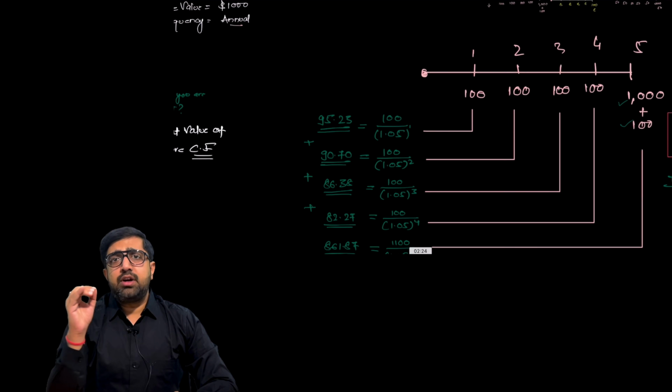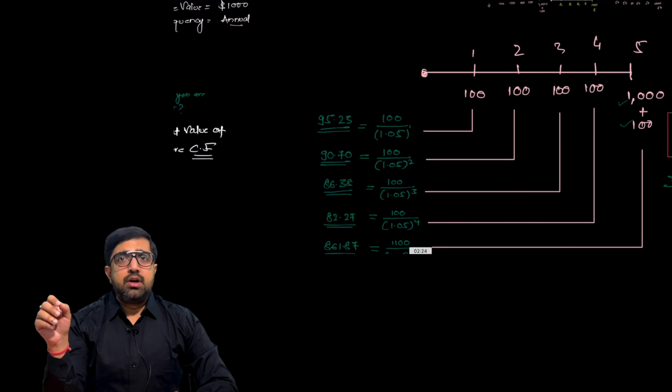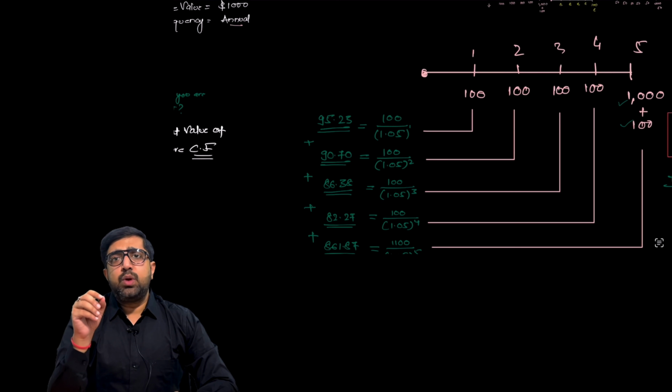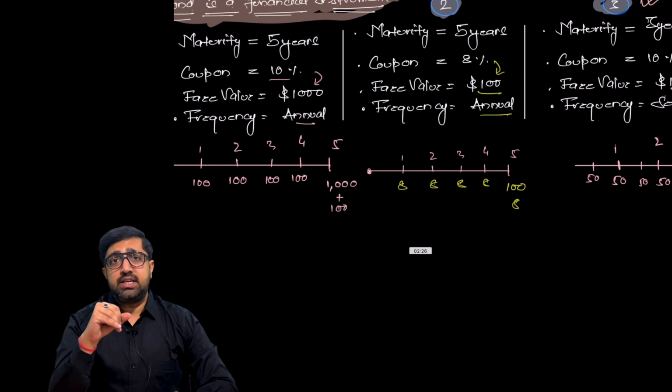And the discounted values would come as 95.25, 90.70, 86.38, 82.27, 861.87, and if you sum all these values at the end, you will get the value of the asset, which would be somewhere around 1216.